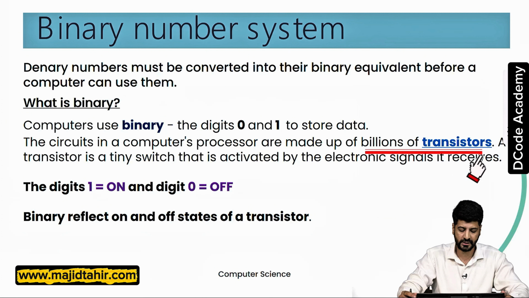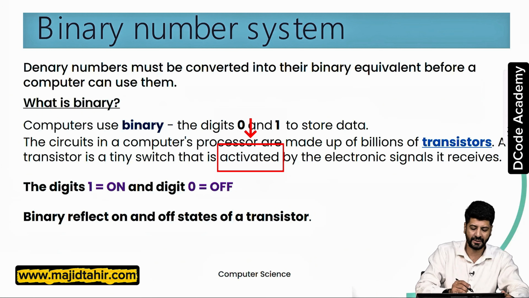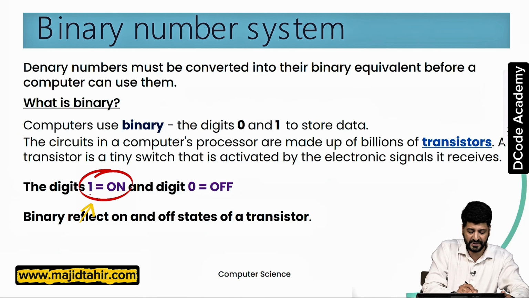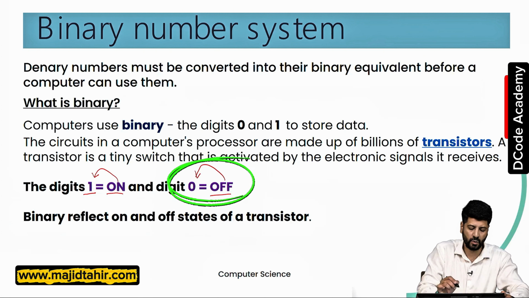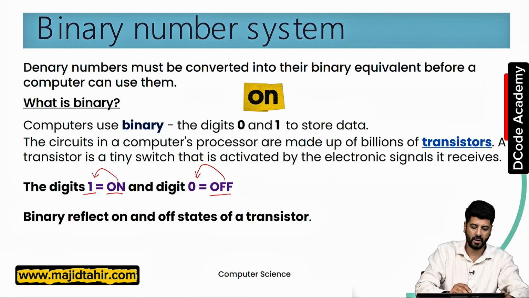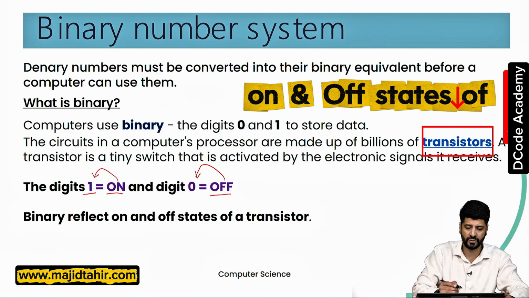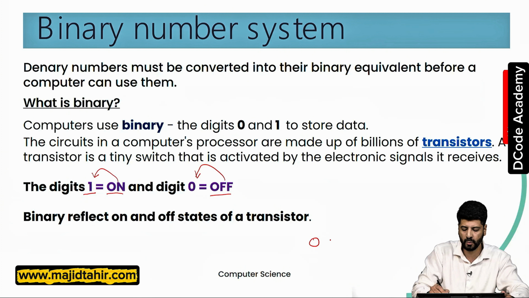There are billions of transistors. A transistor is a tiny switch that can be activated by the electronic signal it receives. So when it is activated, it receives current, it's on, and we perceive it as 1 in binary. If it is off, or it does not have any current, we perceive it as 0. So binary reflects the on and off states of a transistor. So that is why we have zeros and ones.